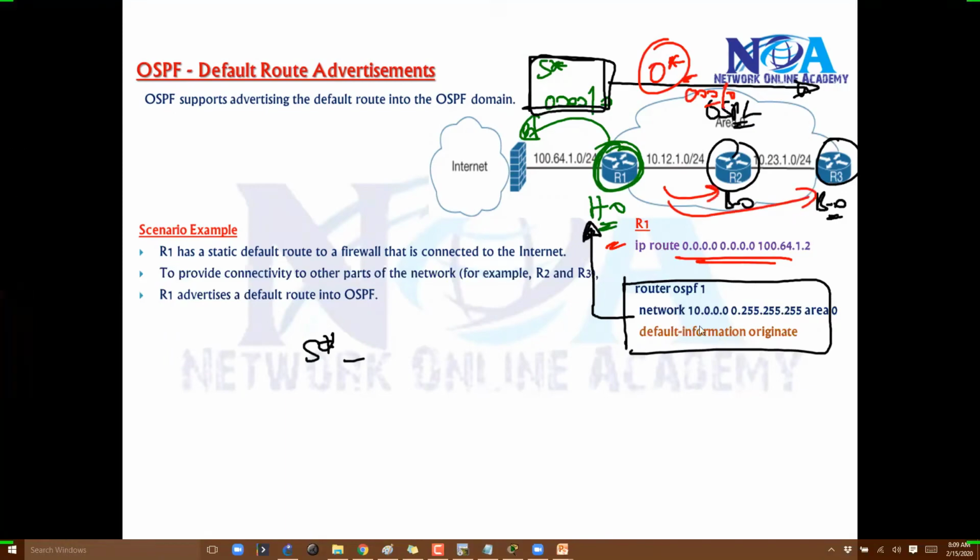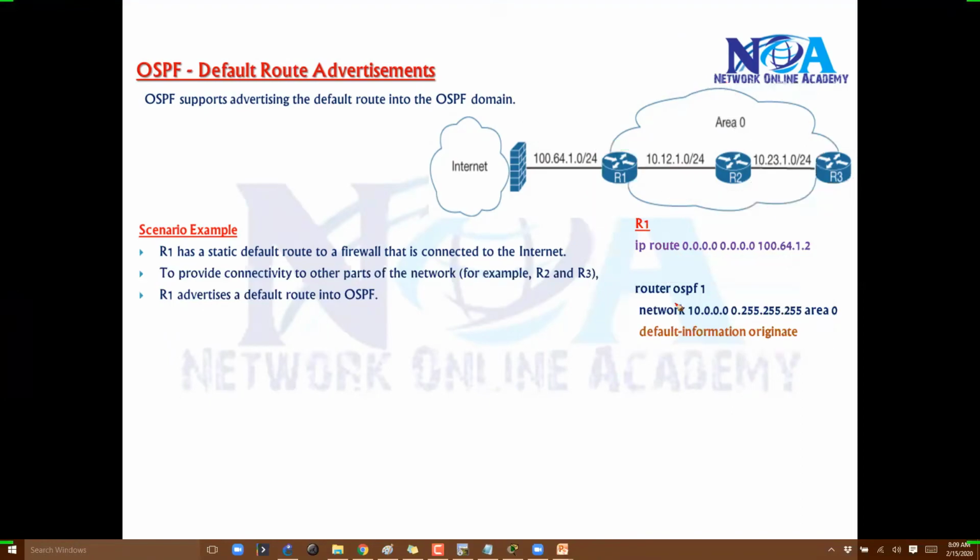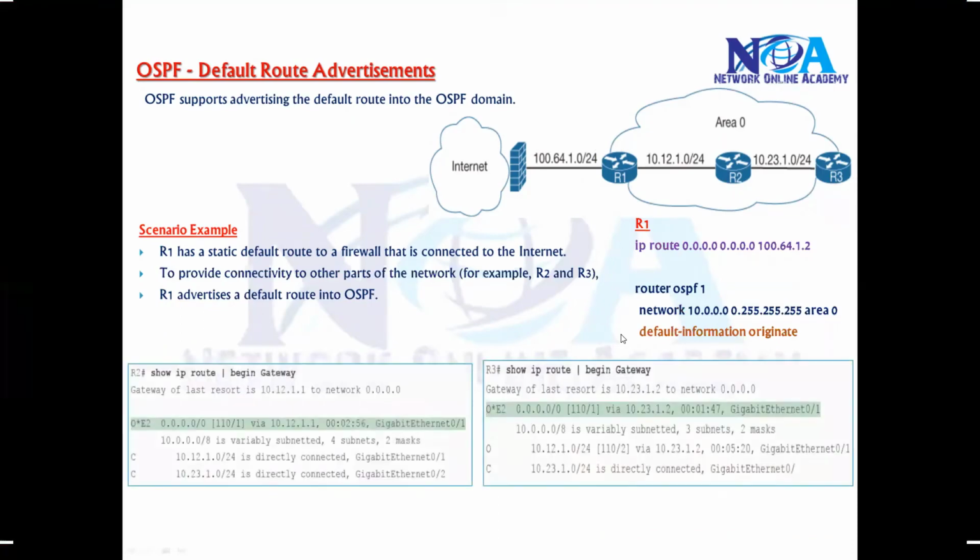So it comes in the router configuration mode. We have a command called default-information originate. Default-information originate tells the router to advertise the default route to every other router inside the OSPF domain.